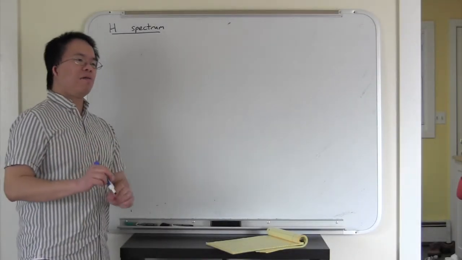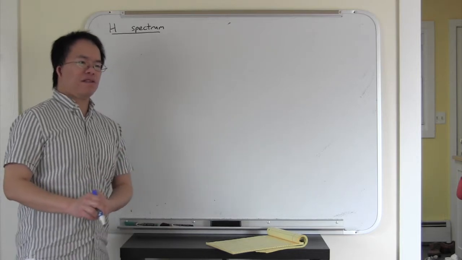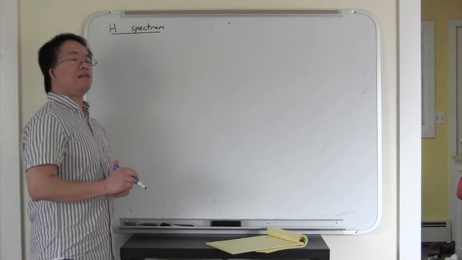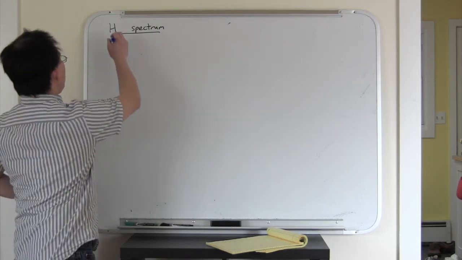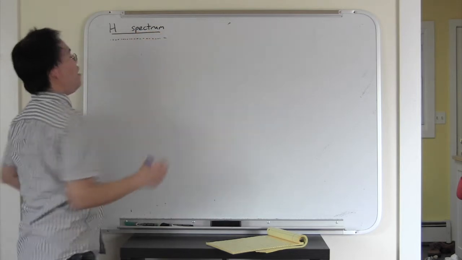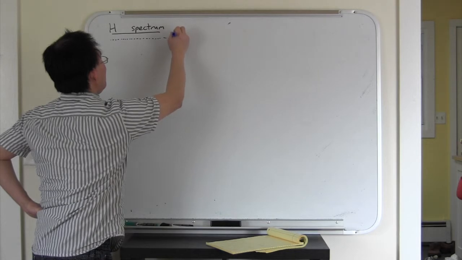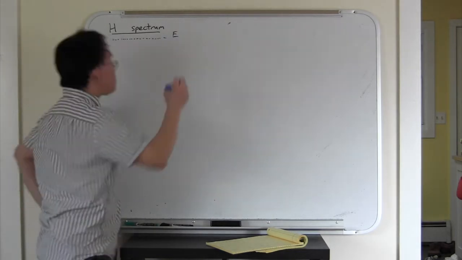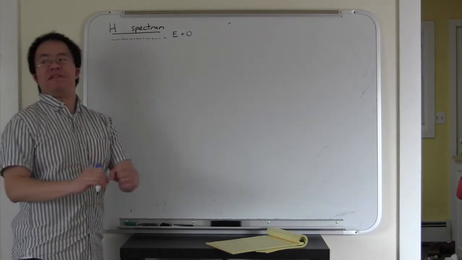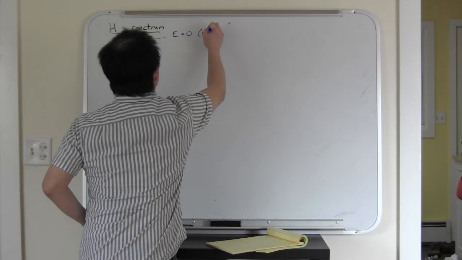So let's now summarize graphically what the analysis of the energies gave us, and see how that can be applied to spectra. As I said, the energy of the atom is negative. So this is E equals 0, and this represents our atom being ionized.